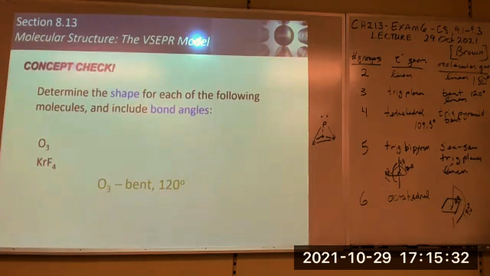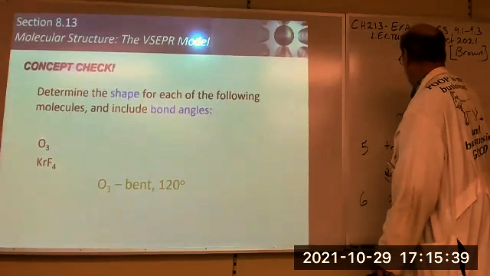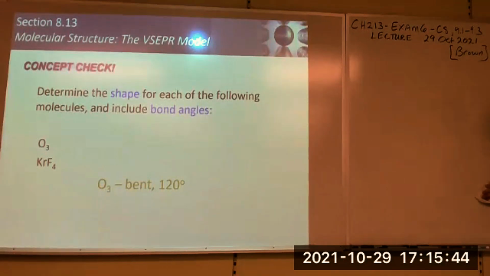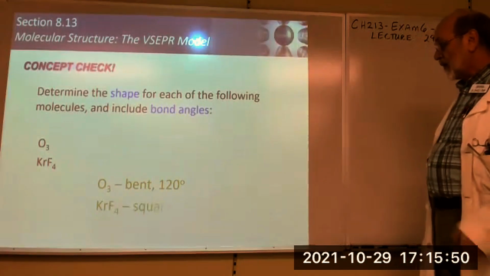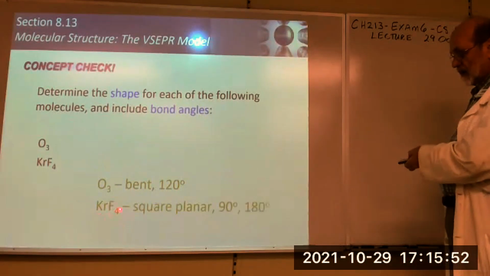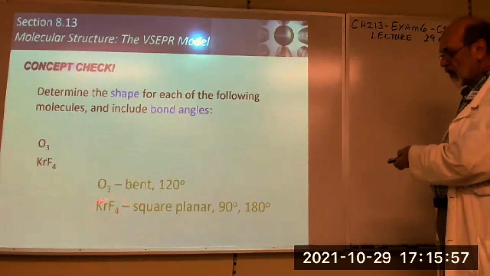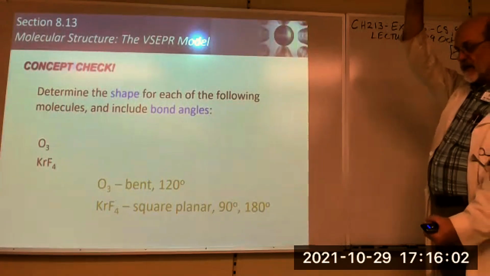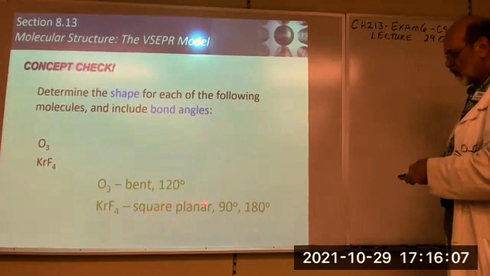This one's bent. That's ozone. We might have to work some problems next time to get really into the weeds with some of these. Krypton, when we draw the electronic geometry of this one, we find it's octahedral, but it's got 2 lone pairs. So they're up here like this, and all the fluorines are in a square. So that's why this one is square planar.